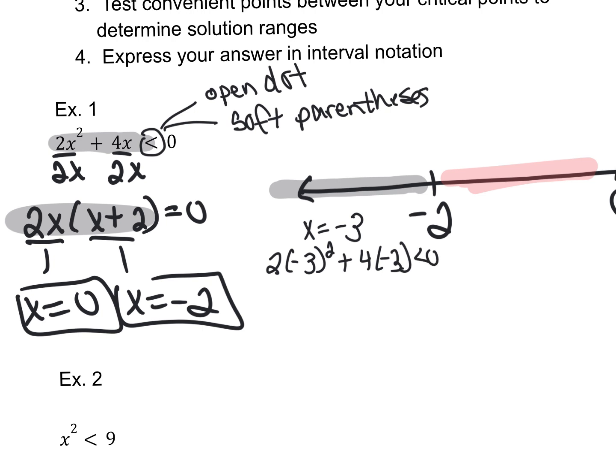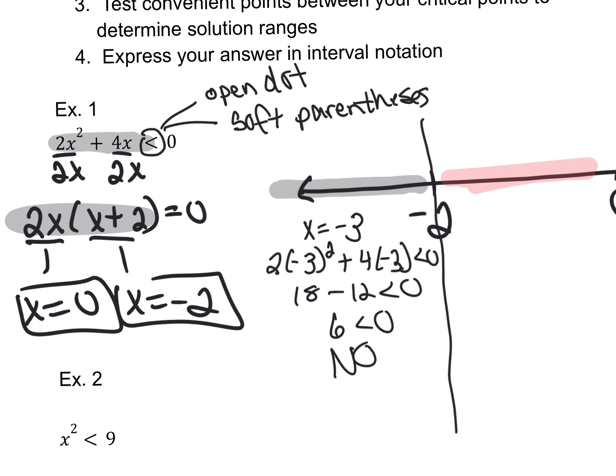What I'm going to do is separate these sections here so that you can see where our work is. If we simplify that, we get 2 times -3 squared. -3 squared is 9, times 2 is 18, minus 12, and then 18 minus 12 is 6. And 6 is not, in fact, less than 0, which means this is a no. We are not going to shade that section of our number line; it is not an answer.